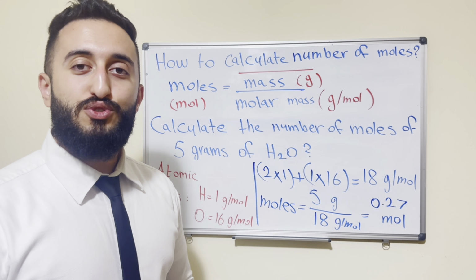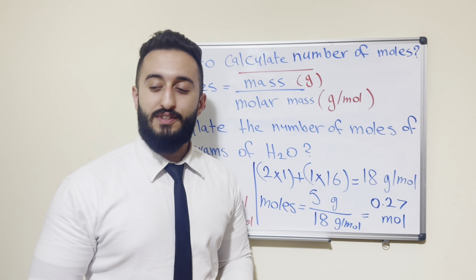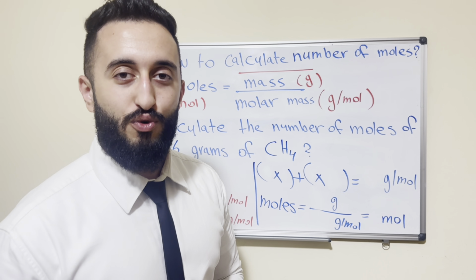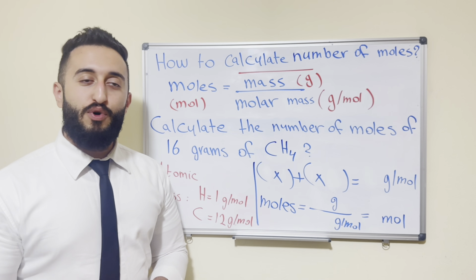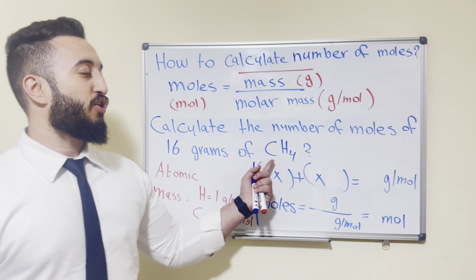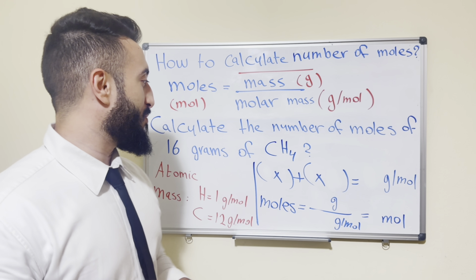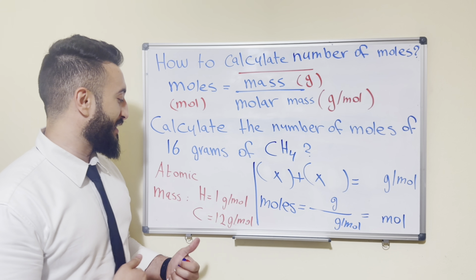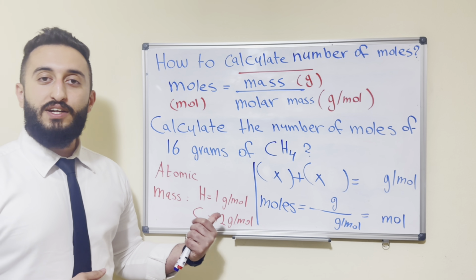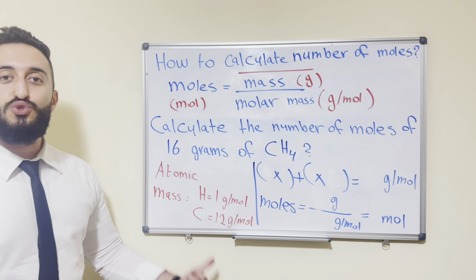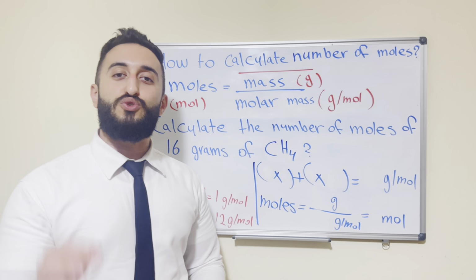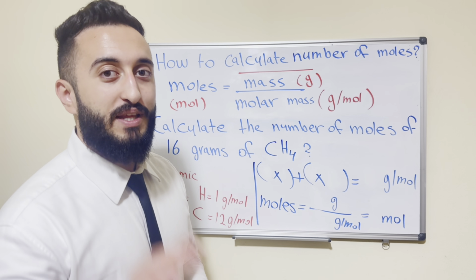So let's try to calculate the next example. Pause the video and try to solve this example on your own. What is the number of moles of 16 grams of CH4? The methane here has 1 carbon and 4 hydrogens. The atomic mass is 1 gram per mole for hydrogen and 12 gram per mole for carbon. So let's use our rule to calculate the molar mass.